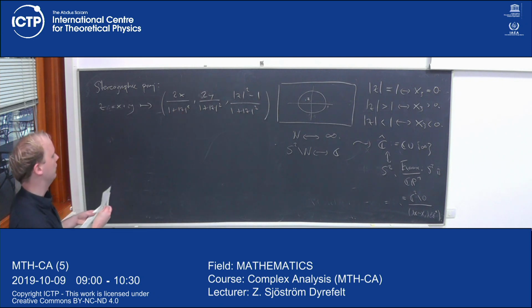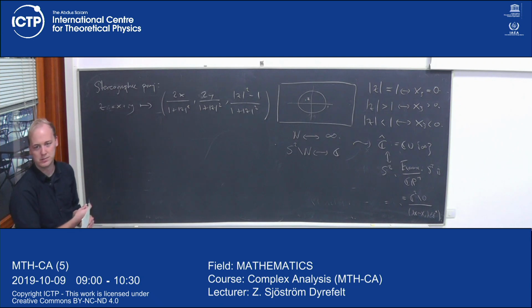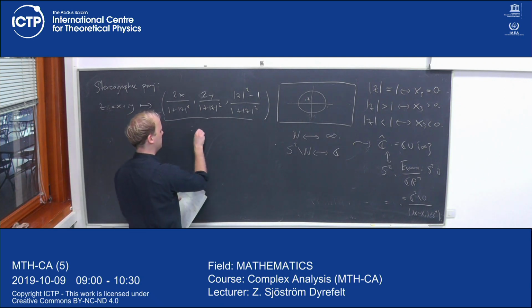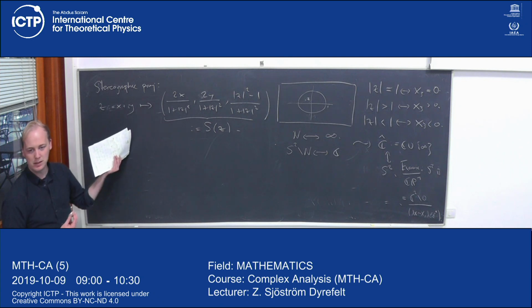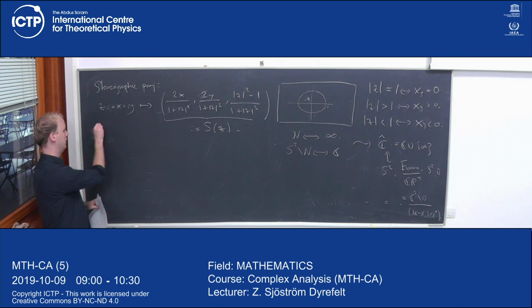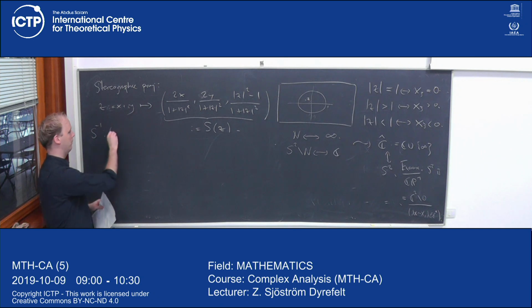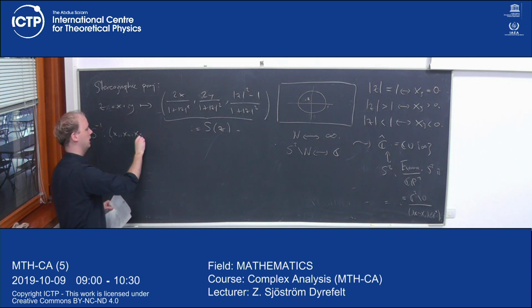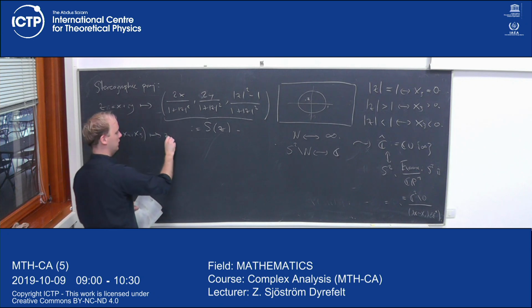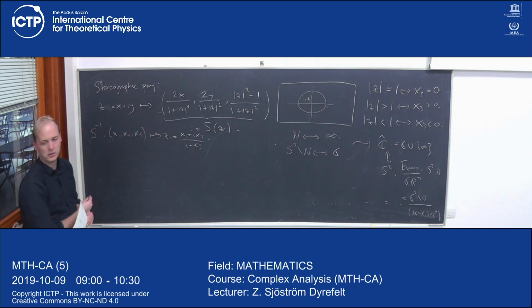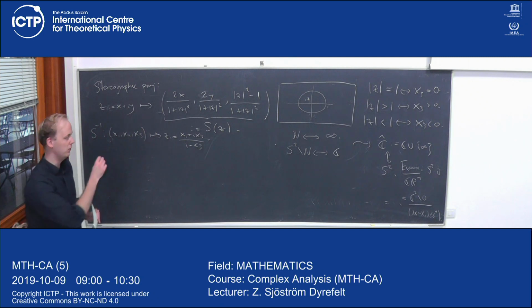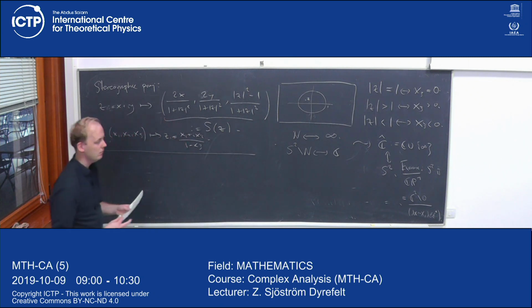Yeah. So this is the map we call stereographic projection. And this is the image, which I will often denote by S of Z. Okay? And this map has an inverse, and the inverse was given in that way. It maps x1, x2, x3 to Z, which is (x1 + i x2) over (1 minus x3). This is the inverse stereographic projection. So now it is clear what we are talking about.